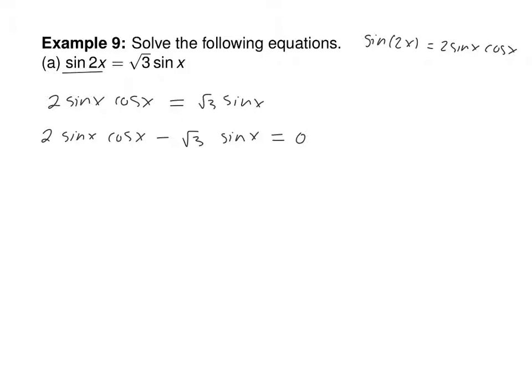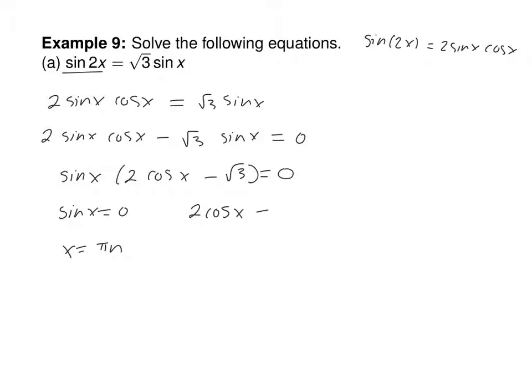Okay, what next? You can factor out a sine. Okay, so now we're solving sine x equals 0, which we've done like 10 times today. So what's the x? Pi n, right? And then we're solving 2 cosine x minus root 3 equals 0. And you see why the root 3 is kind of important now, because you're going to be looking for where cosine of x is equal to what? Root 3 over 2.